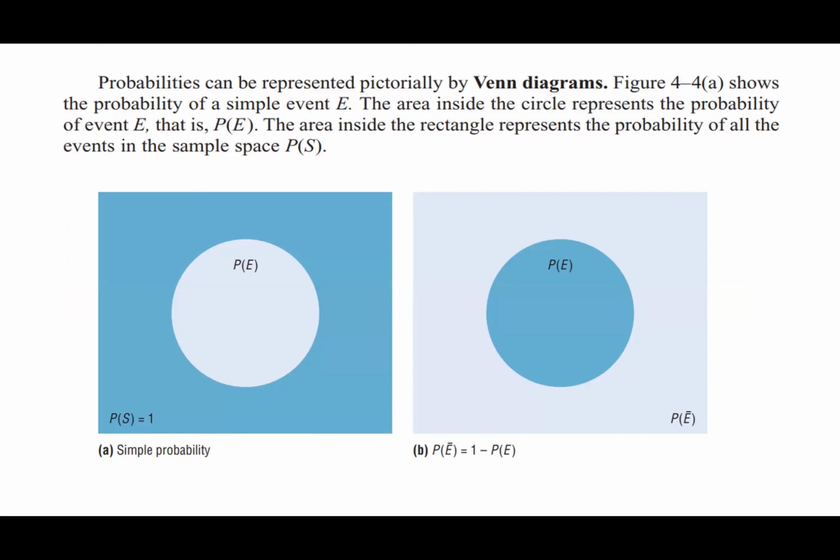Probabilities can be represented pictorially by a Venn diagram. The diagram below shows the probability of a simple event E. The area inside the circle represents the probability of the event, that is P(E). And the area inside the rectangle represents the probability of all the events in the sample space. So the sample space is 1, and the complement is E bar. So simple probability is like 1, and by this formula, the complement is 1 minus the probability of the event.